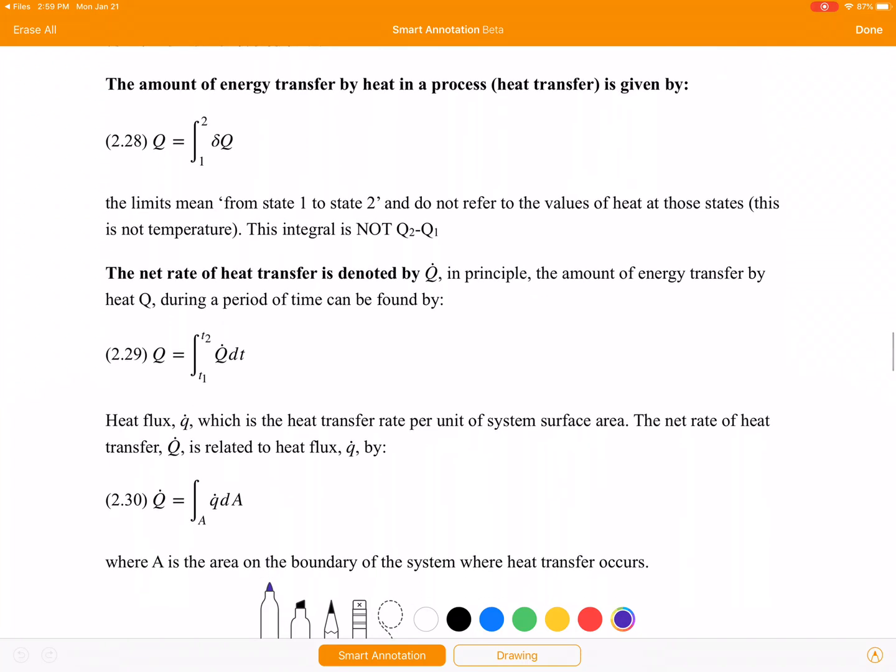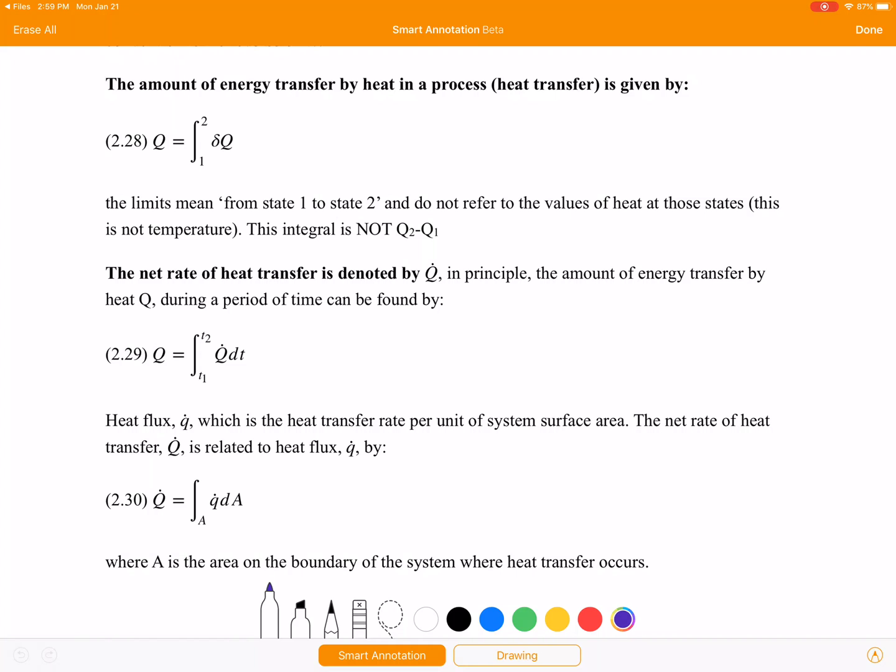The amount of energy transferred by heat in a process, heat transfer, is given by Q equals the integral from 1 to 2 of delta Q. The limits mean from state 1 to state 2. They do not refer to the values of heat at those states. This is not temperature. Sometimes we have to really emphasize that. It's related to temperature, but it's not temperature. Heat transfer and temperature are completely different things. And this integral is not Q2 minus Q1.